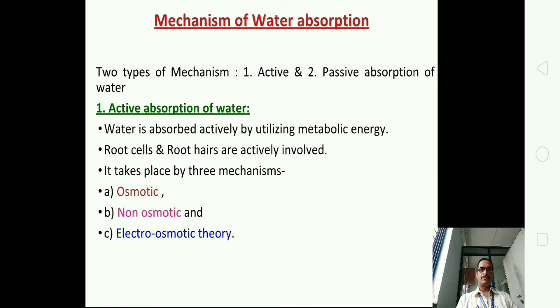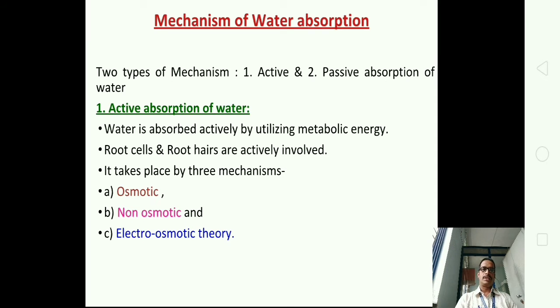Now, what are the mechanisms of water absorption? There are two types of mechanisms. First is active and the second is passive absorption of water. First, active absorption of water. Water is absorbed actively by utilizing metabolic energy. Water is absorbed by the force developing in the root system. It occurs in slowly transpiring and well-watered plants.